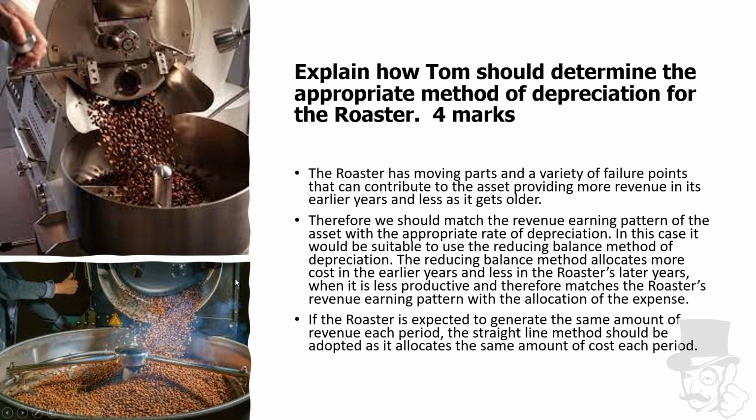I'm hoping that most of you realize that a roaster has moving parts, quite a few different failure points as I mentioned here, therefore you would use the reducing balance method most likely.